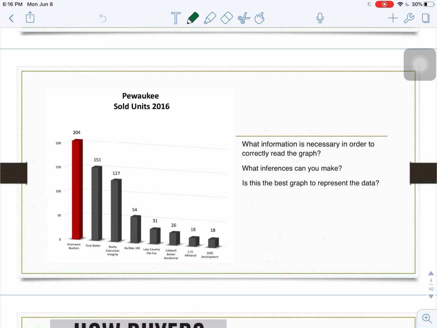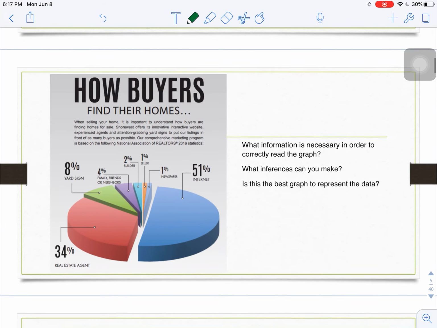When looking at this, in a past life I used to work for Shore West. So we can say Shore West sold the most units in 2016. But is it the best graph to represent the data? If we were looking at percentages, we could use a pie graph. But when we're talking about numerical data, this is a good representation. Here we're looking at Shore West, First Weber, Realty Executives, Remax, Lake Country Flat Fee, and a couple of other ones.